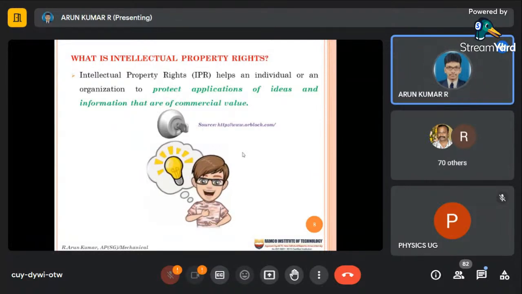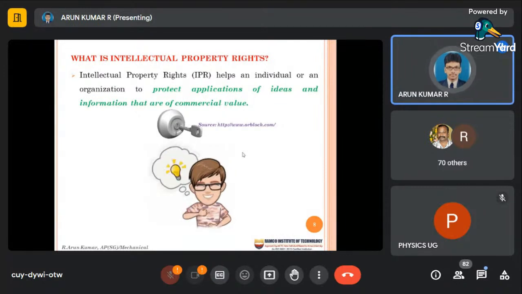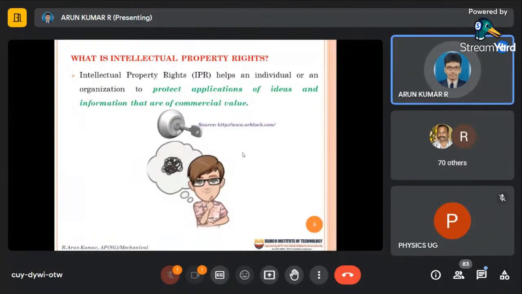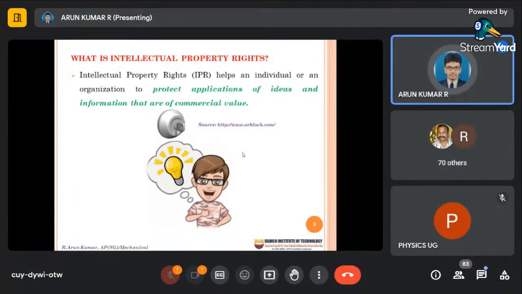So far, we have understood what a property is and how important it is for every individual by giving a unique identity. We understood the difference between a tangible property and an intellectual property, and we came to an understanding of the need and the basic purpose of intellectual property rights.